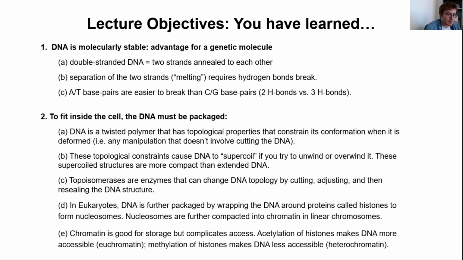And to sum up, since this is the last part of the lecture, I just want to throw up again the lecture objectives that you should have taken away from lecture 2. You should have learned about how DNA is molecularly stable and the advantages of DNA as a genetic molecule compared to, say, RNA. And you'll have learned about the topological mechanisms for packaging DNA and compacting it down, as well as the mechanisms that eukaryotes use, using histones and nucleosomes, to package DNA into chromatin. So again, if you understand everything that's on these slides, you should be in good shape for the class.